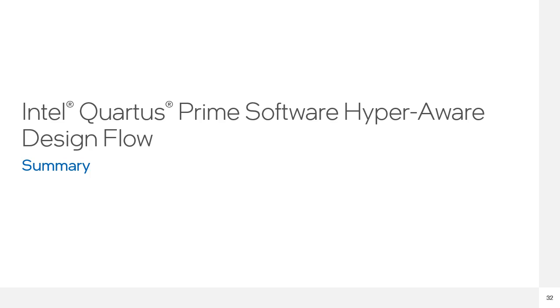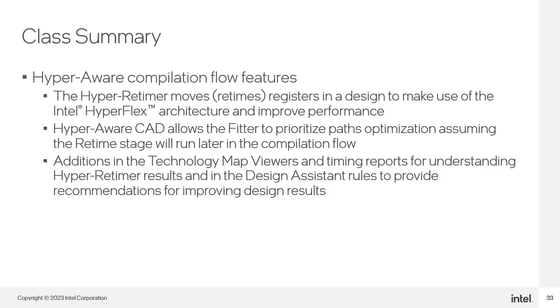This concludes our look at software features that make up the Quartus Software Hyper-Aware design flow. During this training, you learned that the Hyper-Retimer is the stage of the fitter that moves or retimes ALM registers into hyper-register locations to improve your design's clock speed. You can use the Hyper-Retimer output report in the Quartus Software compilation report to understand what you need to do to optimize even further. You learned that Hyper-Aware CAD settings allow the fitter to make adjustments assuming the Hyper-Retimer will run later in the flow.